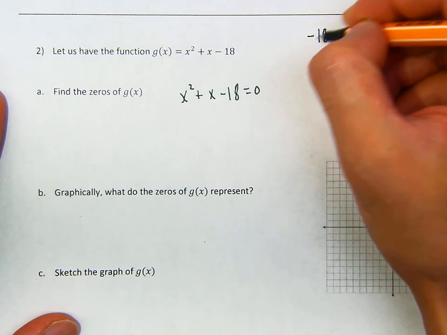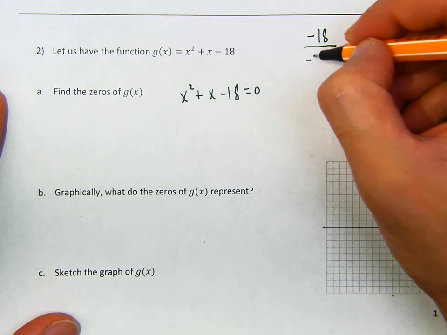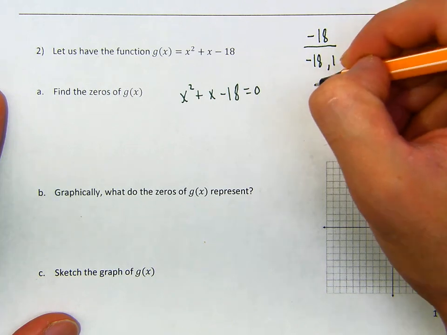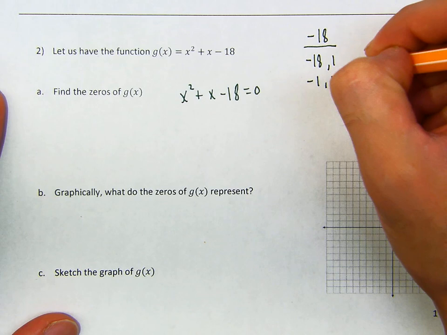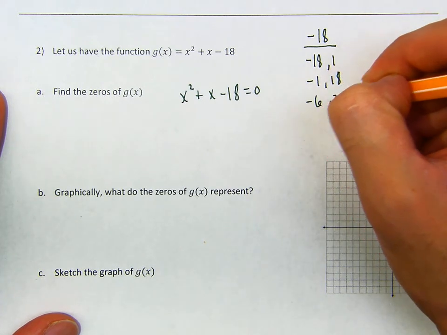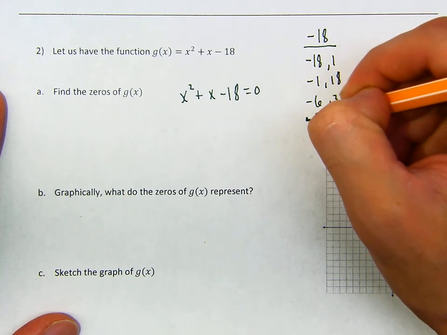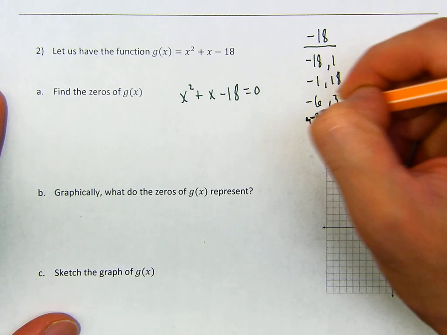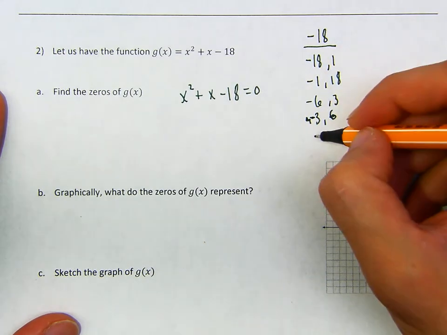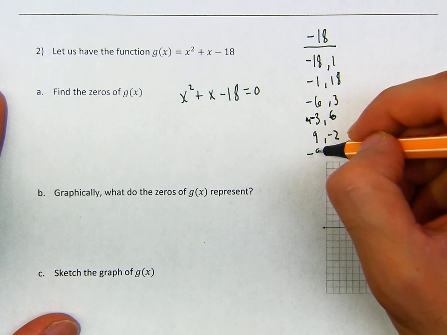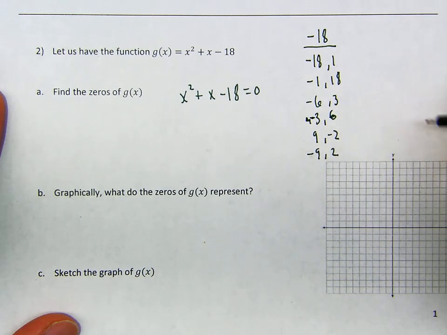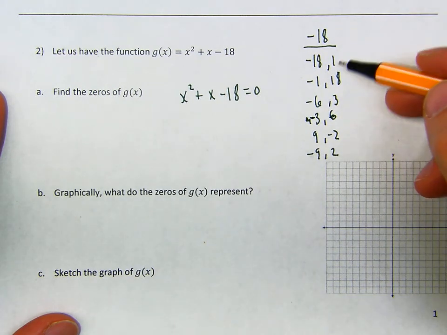Well, let's see. How do you get negative 18 with multiplication? You could do negative 18 and 1. Let's see, negative 1 and 18. You could do negative 6 and 3, or 3 and negative 6. You could do 9 and negative 2, or you could do negative 9 and 2. And is there any other combination? 2, 3, 6. No, that's it.